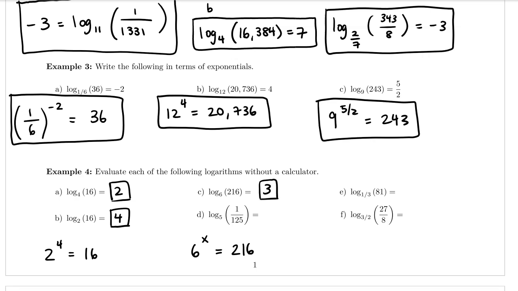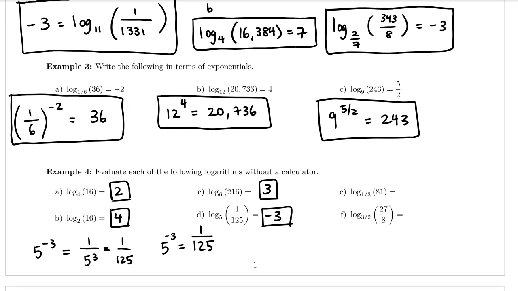All right, part D, we have log base 5 of 1 over 125. I know that 5 cubed is equal to 125, but that's not quite what we want. We want 1 over 125, but we know that that's also the reciprocal, so 5 to the -3rd power is the same thing as 1 over 5 cubed, and we just said that 5 cubed was the same thing as 125. So I could write 5 to the -3rd power is equal to 1 over 125. So here this is equal to -3.